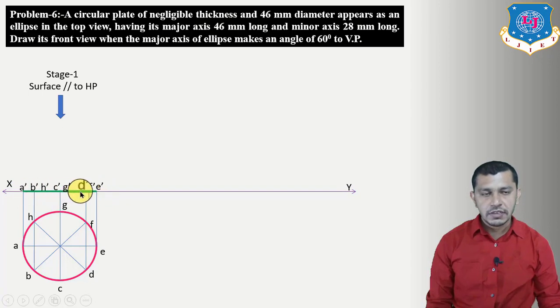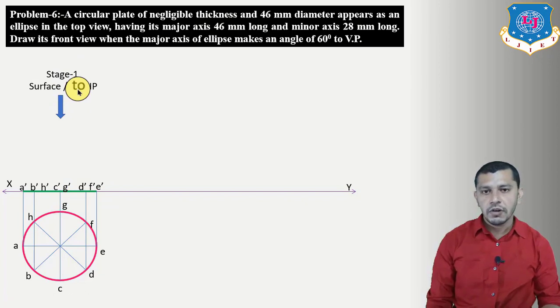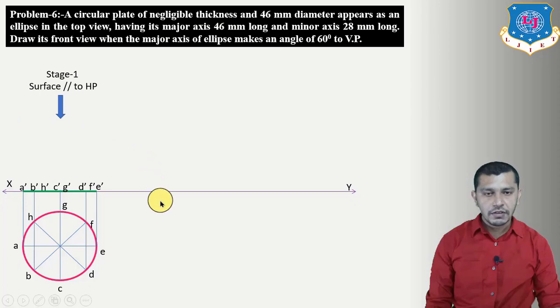And right now the elevation is a line because the surface of the circle is parallel to the horizontal plane and it is perpendicular to the vertical plane. And whenever the plane is perpendicular to the vertical plane, the elevation of that plane will be a line. Now we have to derive the second stage.